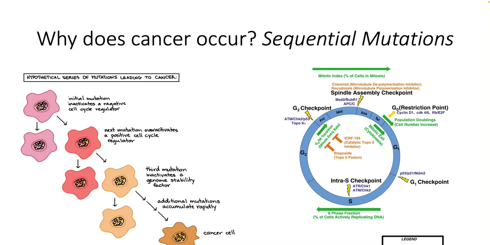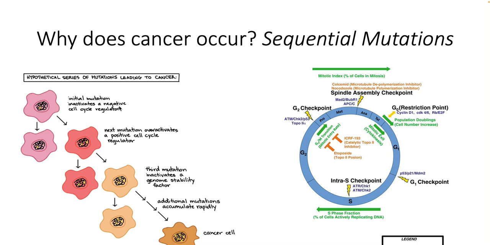But one common misconception about cancer is that you get one mutation and then all of a sudden you have cancer. No, that's not how it works. You have to have a series of mutations to lead to cancer. So let's look at this hypothetical series. First you get an initial mutation that inactivates a negative regulator of the cell cycle. A negative regulator of the cycle is something that turns off the cell cycle.